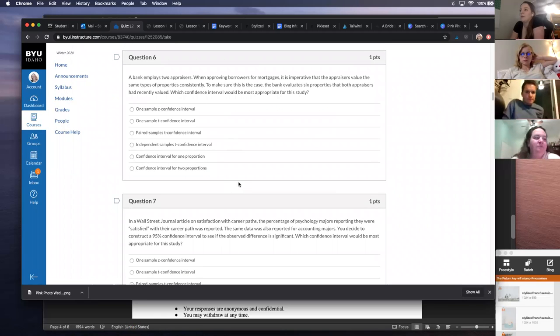Okay. A bank employs two appraisers when approving borrowers for mortgages. It is imperative that the appraisers value the same types of properties consistently. To make sure this is the case, the bank evaluates six properties that both appraisers had recently valued. Which confidence interval will be most appropriate for this study?